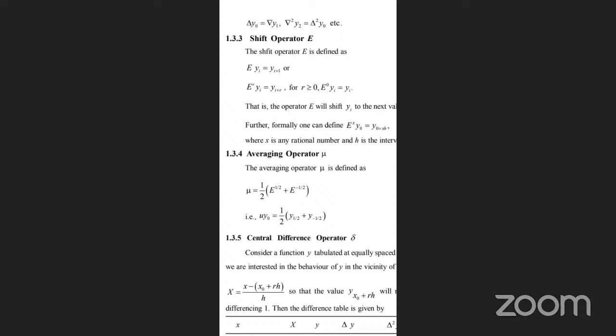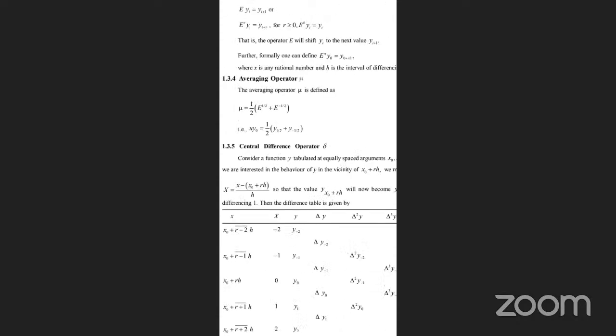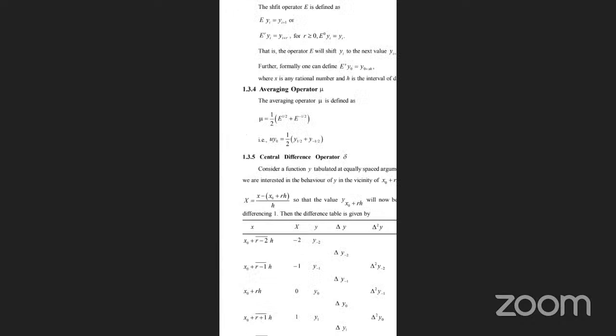What is the central difference? Consider a function with tabulated values at equally spaced arguments x0, x0 plus h, x0 plus 2h. We are interested in the behavior of the function y. We make the transformation r is equal to x minus x0 by h, so that the value y at x0 plus rh will now become y_r, and the interval of differencing is 1. Then the difference table is given by x0 plus (r minus 2)h.